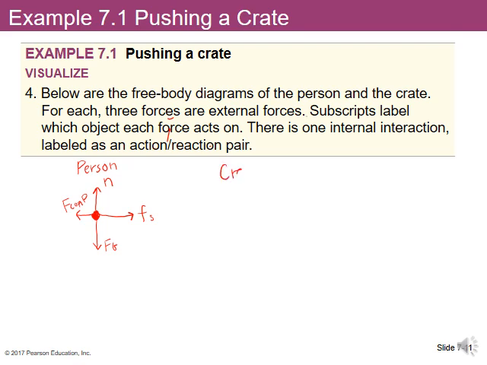Now what about for the crate? How is this situation different? Well, the crate also has a force of gravity acting downward on it. It has a normal force acting up.